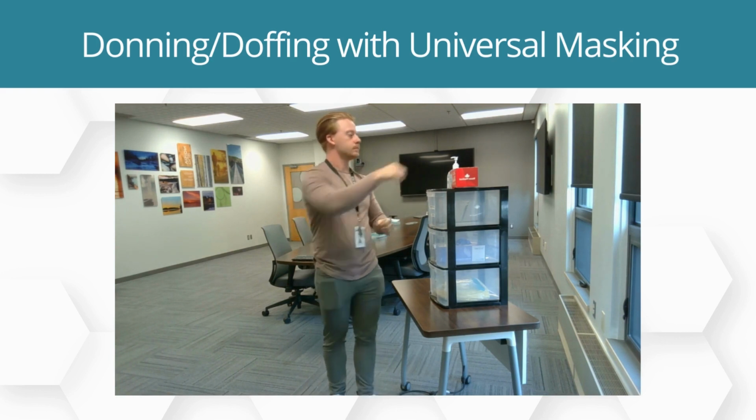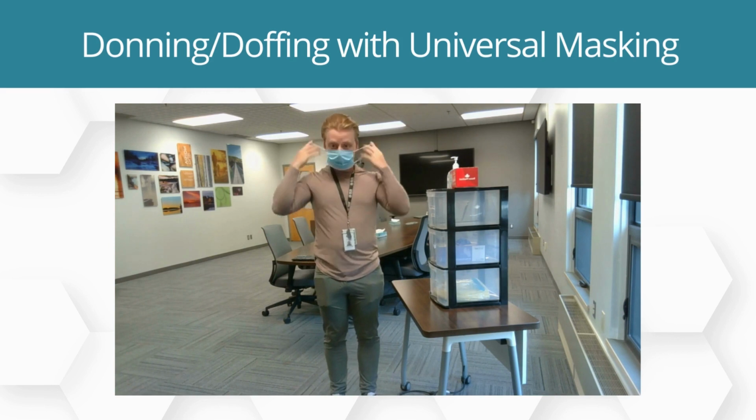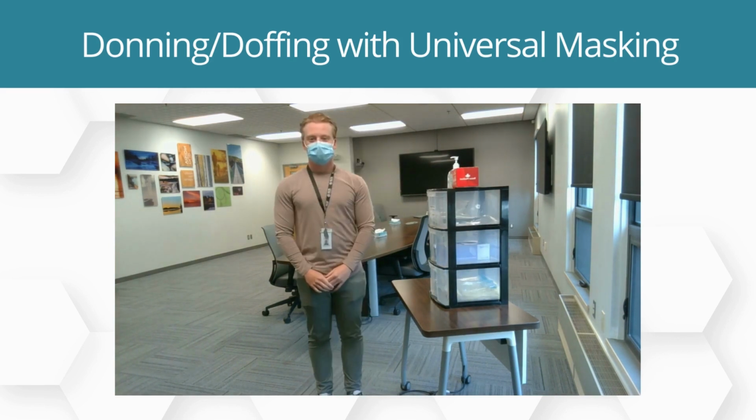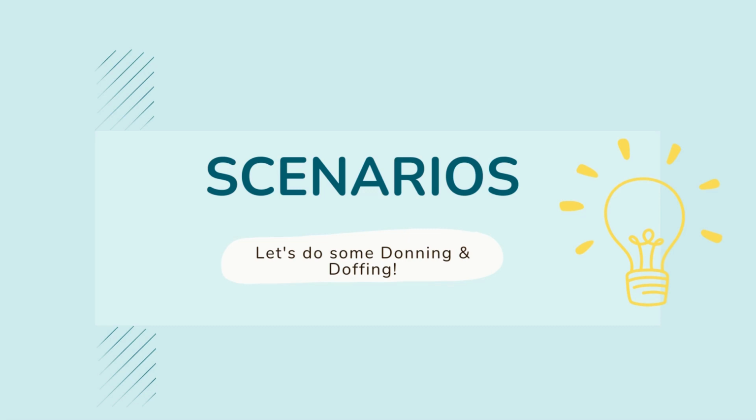For the last step, you can now put on a clean mask, making sure the mask is snug around your nose and face. You have now completed donning and doffing of full PPE with universal masking. So now that we have just reviewed the correct order for donning and doffing PPE, let's try some examples of situations that you may experience in your own facilities.